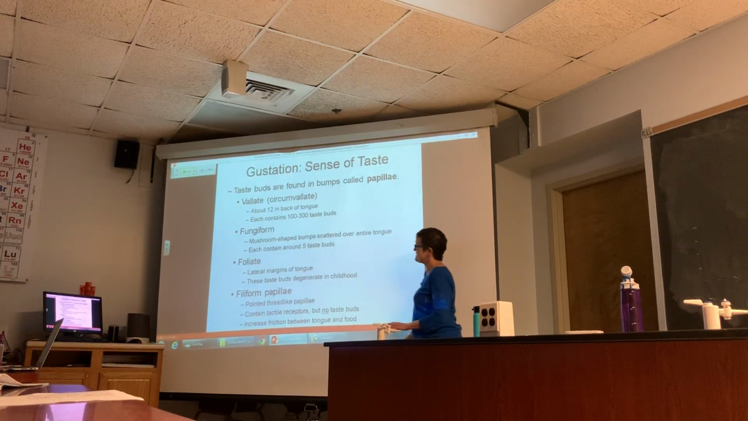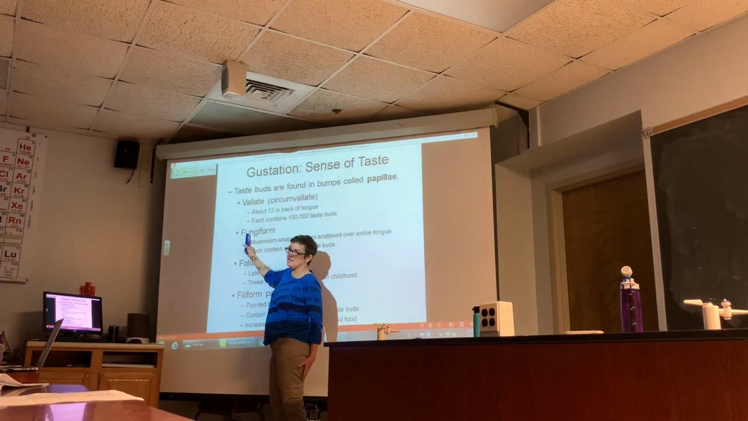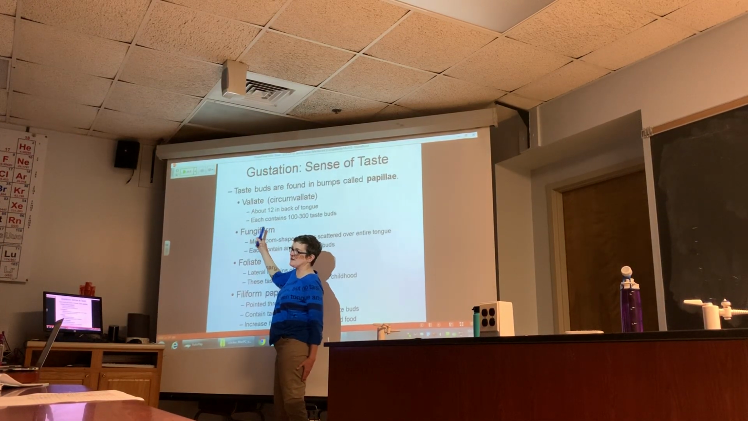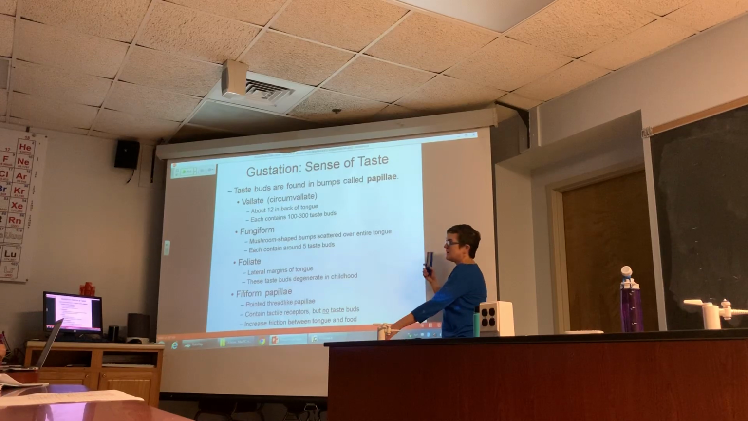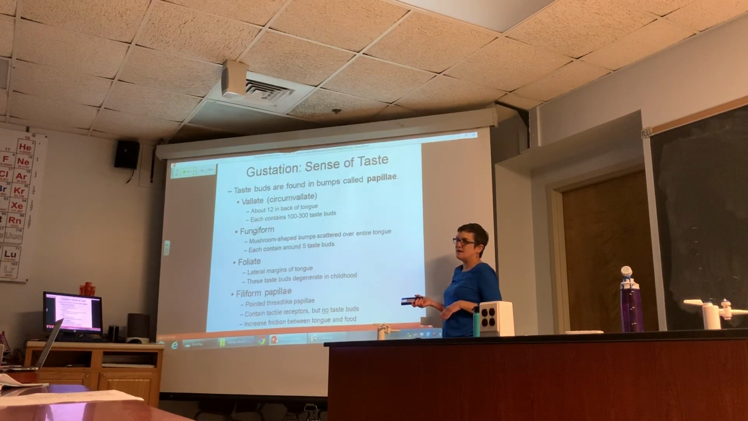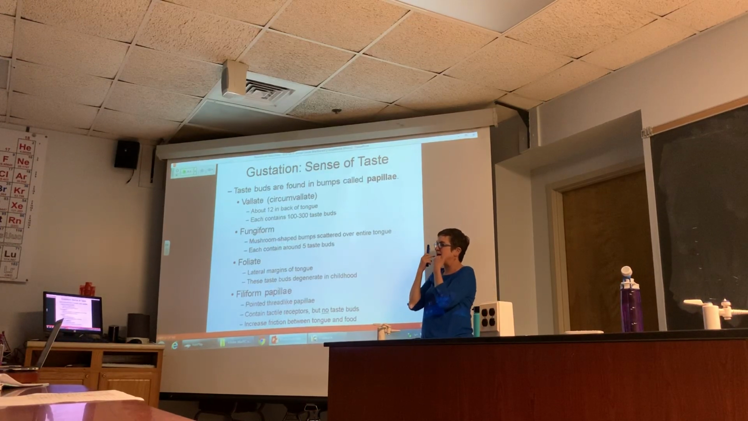Fungiform, as in fungus. They're mushroom shaped, hence the name fungiform, which means shaped like a fungus, or in this case, shaped like a mushroom. They're mushroom shaped, kind of flat on top. They're scattered all over your tongue. They contain about 5 taste buds each. Foliate, these are along the sides, the lateral sides.